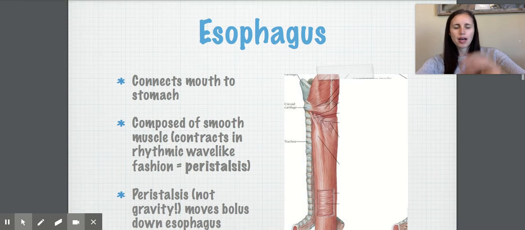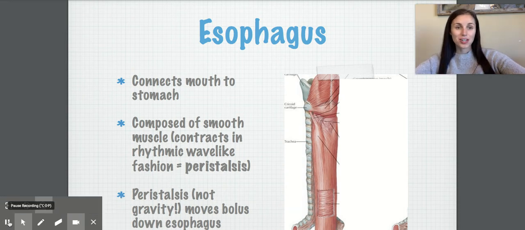Your mouth and your epiglottis are protecting your trachea, or your blah, blah, blah. We're going to try that again.